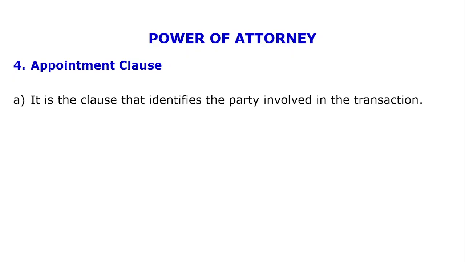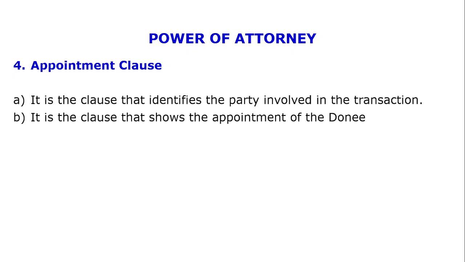You notice I did not say parties, because you know that a power of attorney is a deed poll executed by one party. The persons involved, the donor and the donee, are treated as one in the eye of the law. So what the appointment clause discloses is that it will help you identify the names of the donor as well as the donee. Also, this particular clause shows the appointment of the donee.